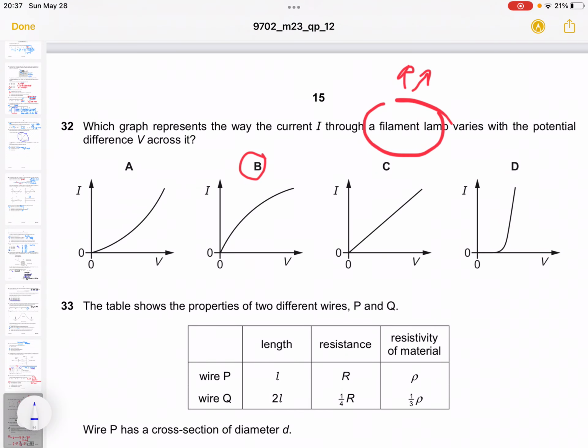Question 32 asks which graph represents the way the current varies through a filament lamp. Remember that through a filament lamp the resistance increases, and through a semiconductor diode the resistance decreases. So for a filament lamp the resistance increases. That's an IV graph, so the gradient must be decreasing. So B is the appropriate answer. This graph is for a filament lamp, this graph is for a diode, and this graph is of an ohmic conductor.